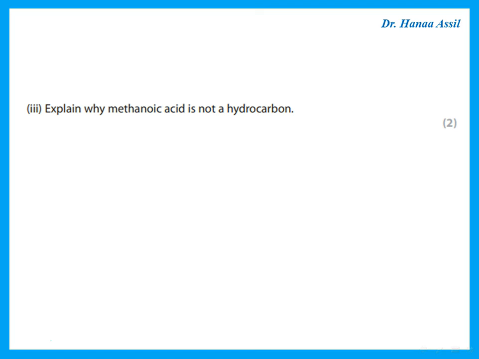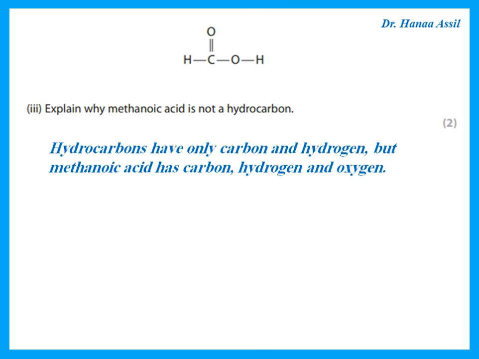Explain why methanoic acid is not a hydrocarbon. So this is methanoic acid. Why is it that we cannot say it's a hydrocarbon? This is because hydrocarbons have only carbon and hydrogen, but methanoic acid has carbon, hydrogen, and oxygen. So please mention the fact that methanoic acid has oxygen and that a hydrocarbon should have only carbon and hydrogen.